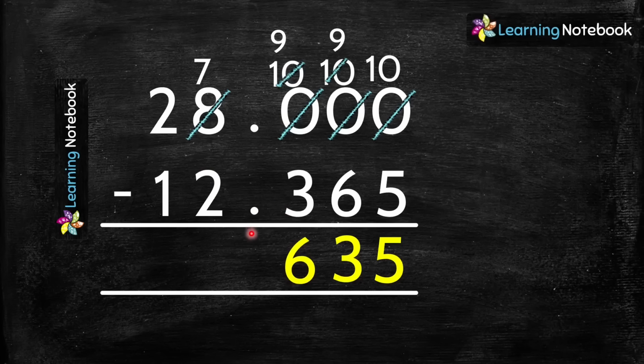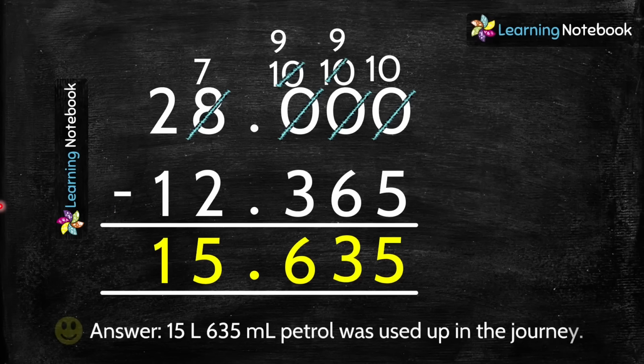So put a decimal point in the answer. Now we will subtract the whole number part. 7 minus 2 equal to 5. And lastly, 2 minus 1 equal to 1. So answer is 15.635. Don't forget to write the answer statement. 15 liters 635 milliliter of petrol was used up in the journey.